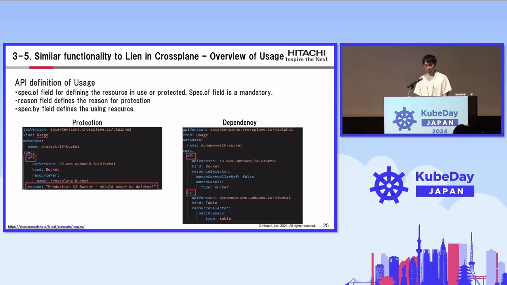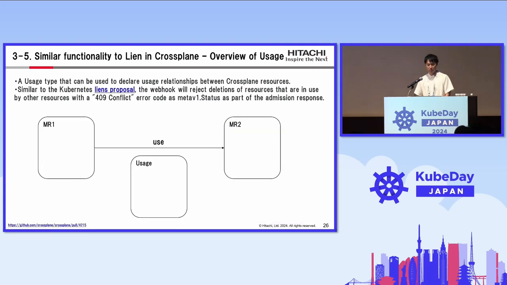From here, I'll explain an overview of Usage. In this slide, I'll introduce the API definition of Usage. A Usage has one required field, the spec.of field, for defining the resource in use or protected. The reason field defines the reason for protection. And the by field defines the resource using the resource defined in the of field. These two fields are optional. A Usage can be used to declare usage relationships between Crossplane resources. The relations defined by Usage will be enforced by an admission webhook that will be running as part of the Crossplane core. Similar to the Kubernetes Lien proposal, the webhook will reject requests to delete resources that are in use by other resources.